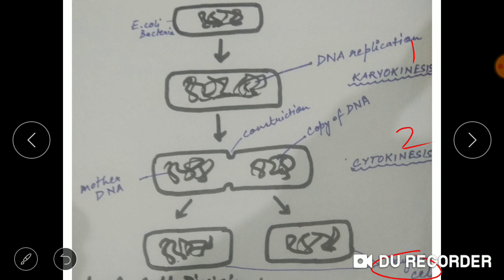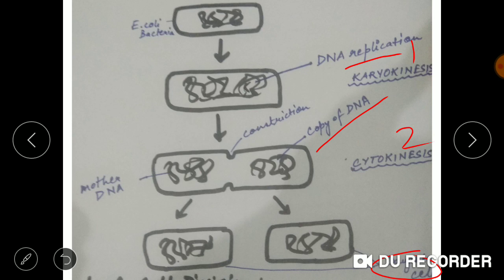Here, E. coli bacteria contains DNA as a genetic material. This DNA undergoes replication. Replication means it undergoes duplication. So, DNA duplicates and it forms a copy of its own. This copy of DNA formed further splits apart and moves to the opposite poles, as we can see here.